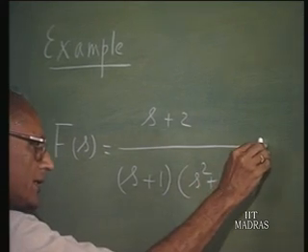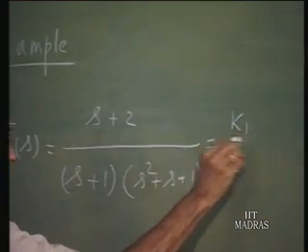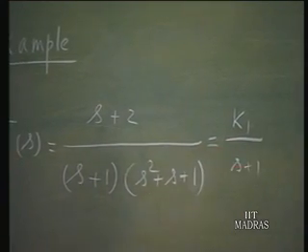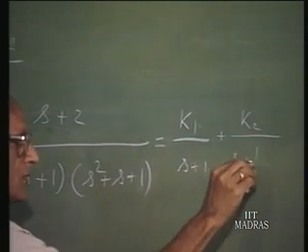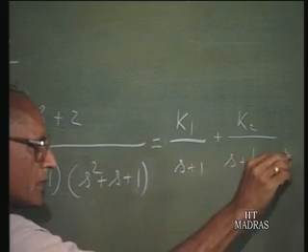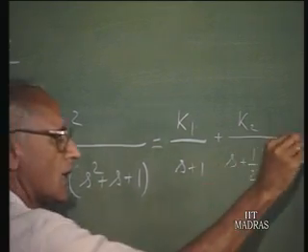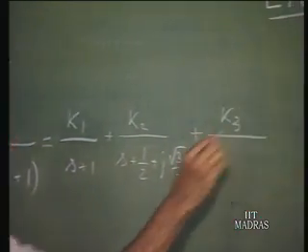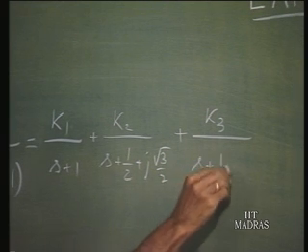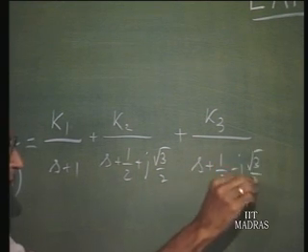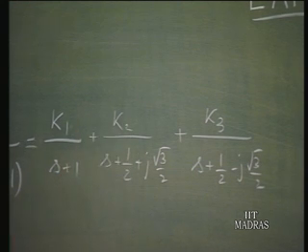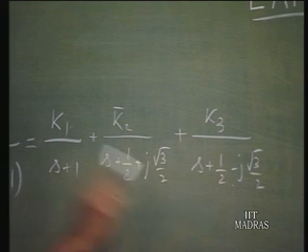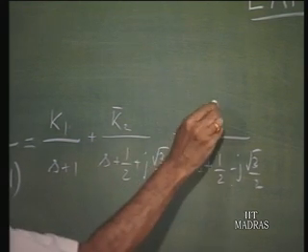So one way of handling this would be to make the partial fraction expansion corresponding to the 3 poles: K1 over s plus 1, K2 over s plus half plus j root 3 upon 2, and another term corresponding to the conjugate pole, minus j root 3 upon 2. Now it turns out, since the pole is complex, K2 will also be a complex number, and since this pole is the complex conjugate of that, K3 will be K2 conjugate.